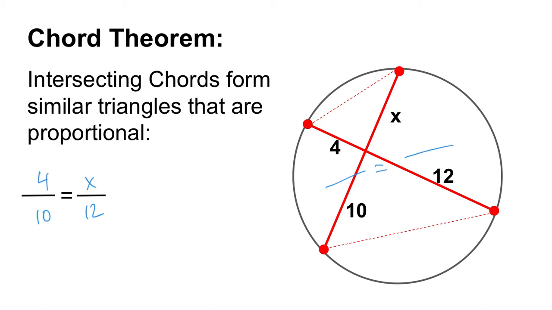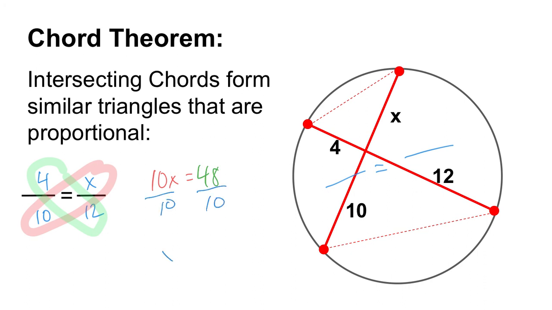So we're going to start by multiplying diagonally. So if we do 10 times x, we get 10x. And then if we do 4 times 12, that is going to be equal to 48. And then all we have to do from there is solve this equation. For this one, we're going to divide by 10, and our answer will be 4.8.